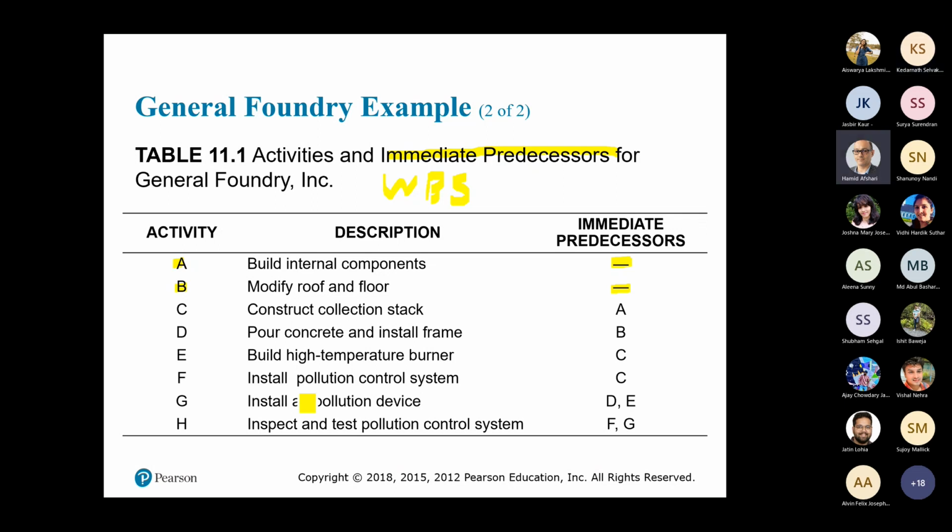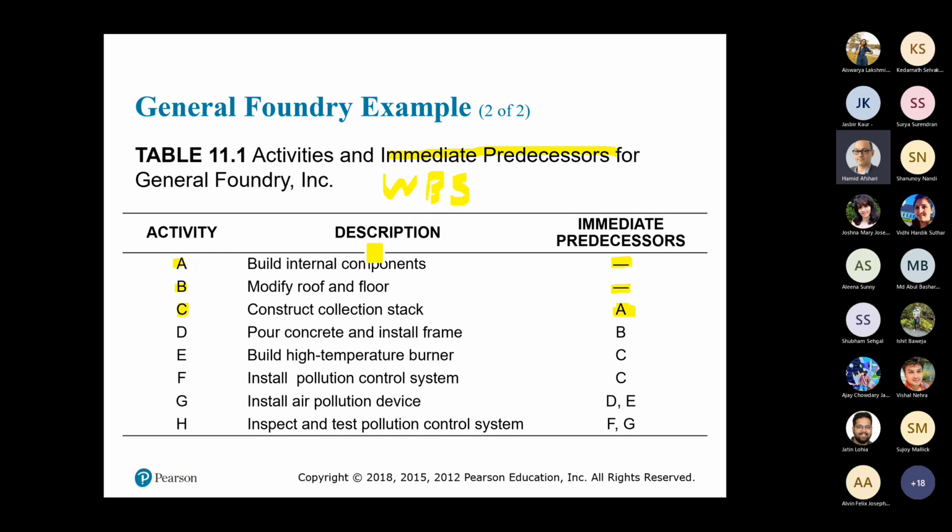No. There is no activity. Okay. And what about activity C? So construct collection stack. So what is the activity before that? Activity A. So can you start activity C before activity A is completed? No, you cannot. So that's the meaning of immediate predecessors.